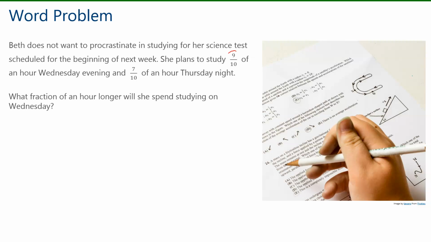So the larger amount of time was on Wednesday evening, 9/10 of an hour. So we put that one first. And because we want to figure out what fraction of an hour longer, it's how much more. So this is a subtraction. And the 7/10 for Thursday night, we put down as the subtrahend. So we have 9/10 subtract 7/10.